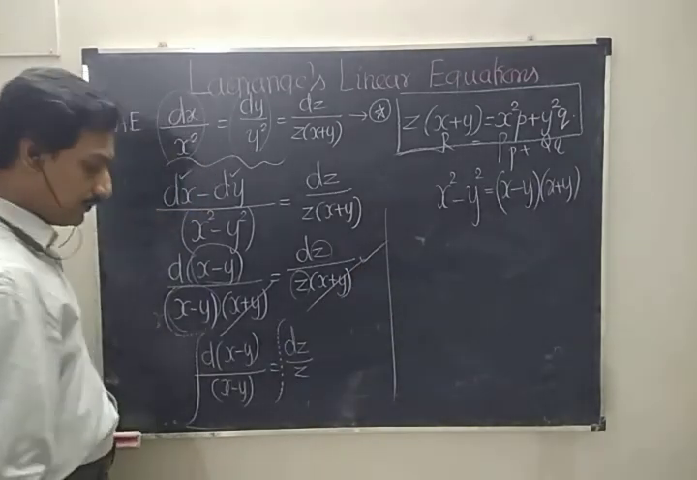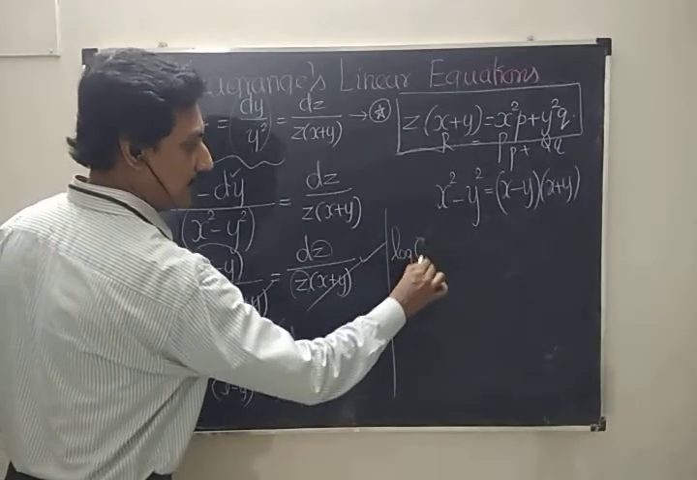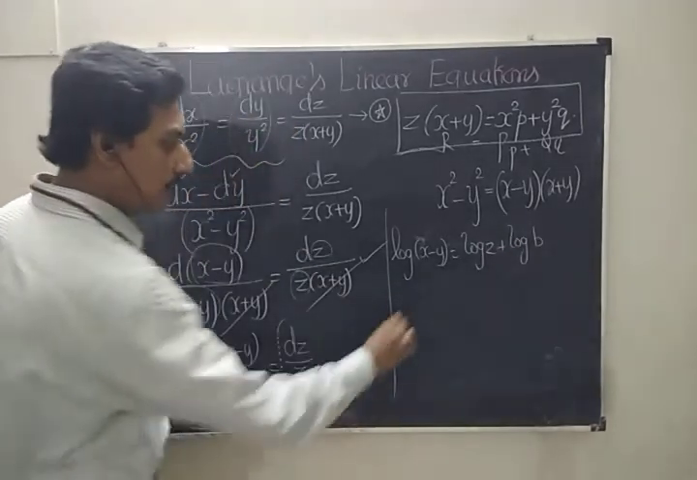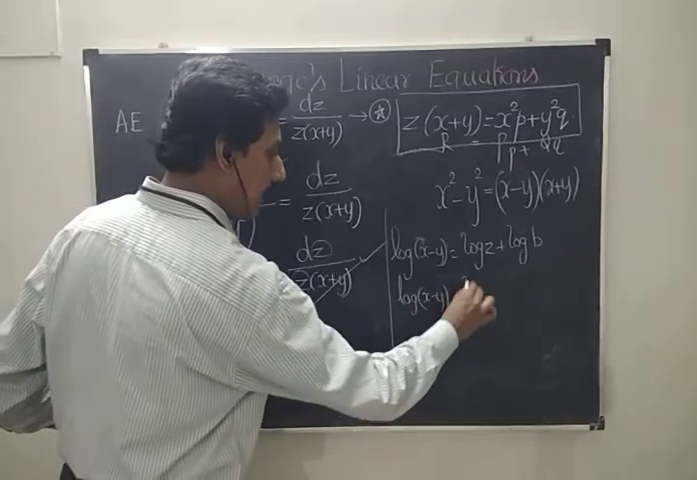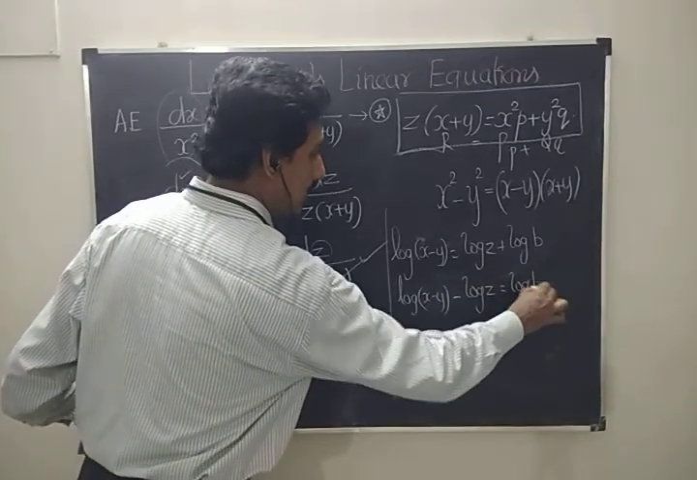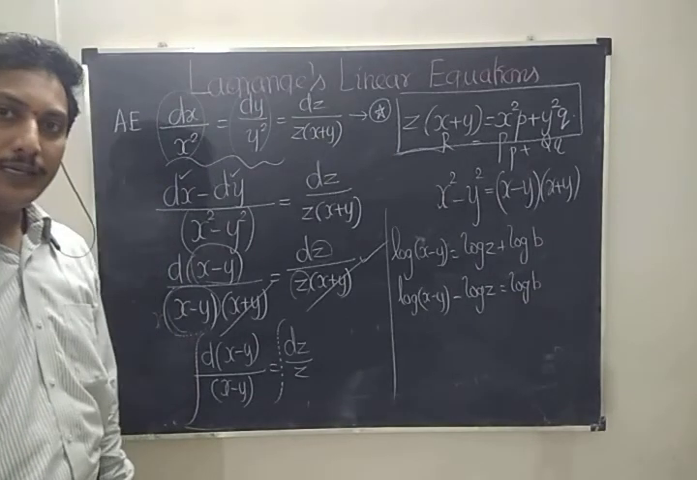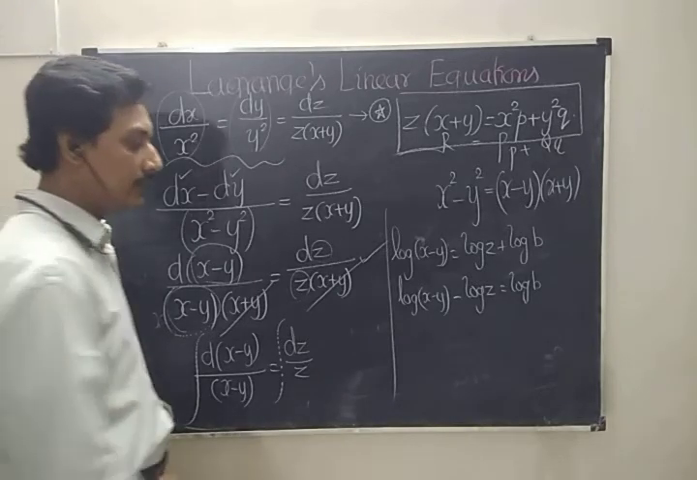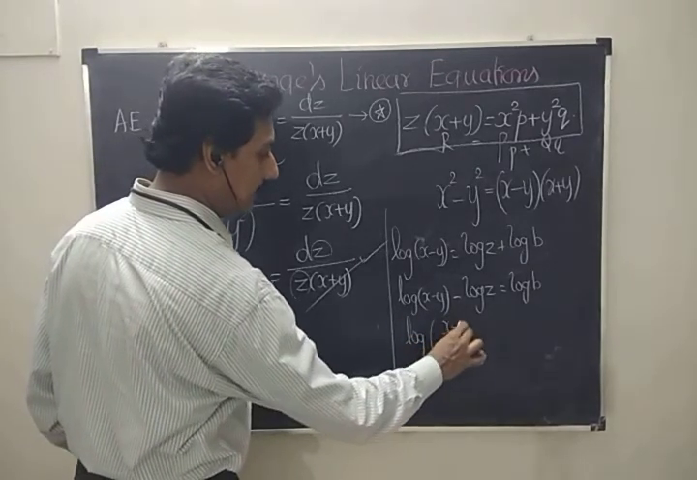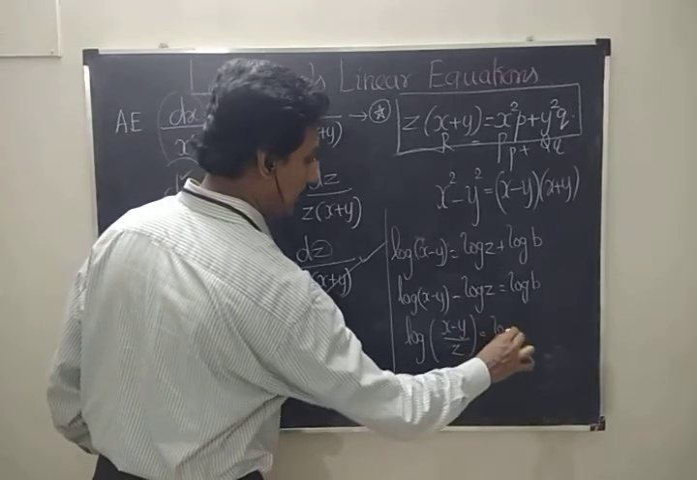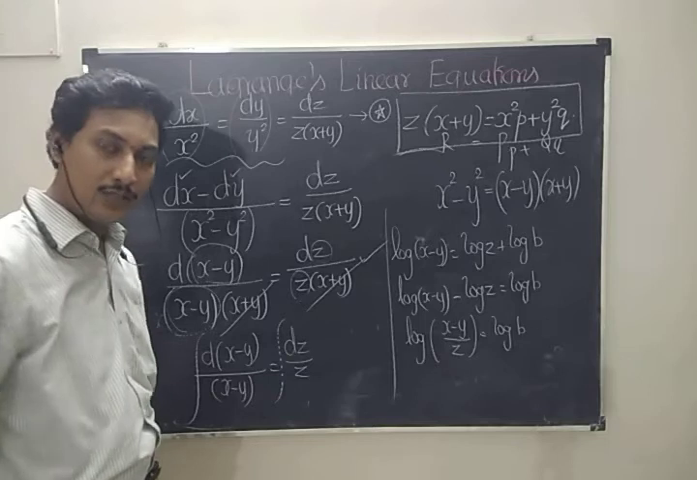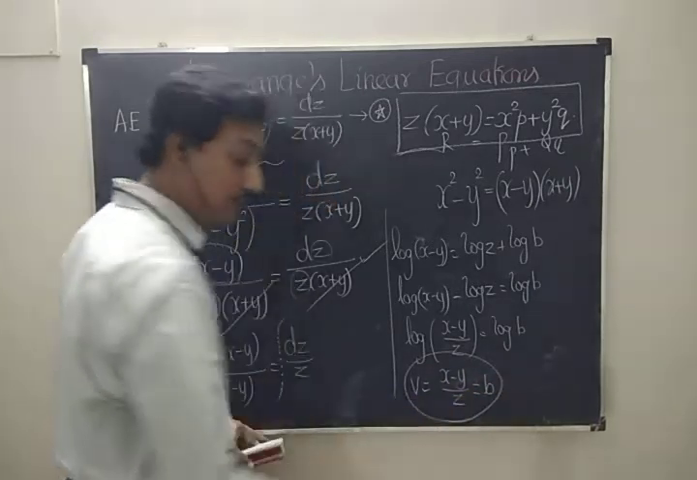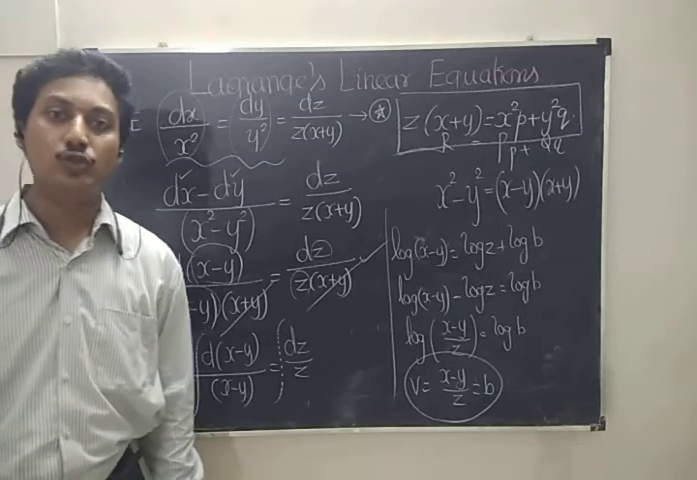What is the integral of d of x minus y by x minus y? It is nothing but log of x minus y is equal to log z. The constant is also taken in terms of log. So log of x minus y minus log z is equal to log b. By using the properties of logarithms, log m minus log n is log m by n. It's called the division rule in logarithms. So I can rewrite the left hand side as log of x minus y by z is equal to log b. After taking the exponential, the log terms will cancel. So I found that x minus y by z is equal to b. This is the way to get the second independent solution.